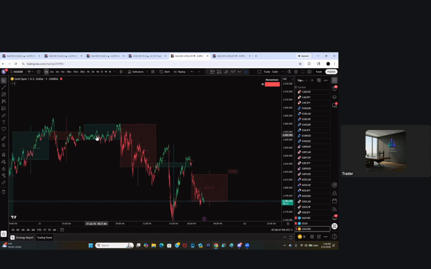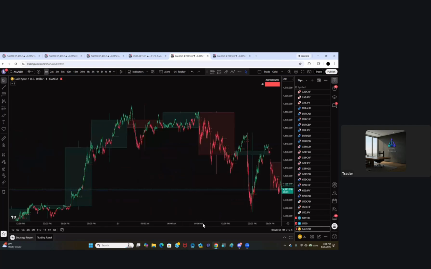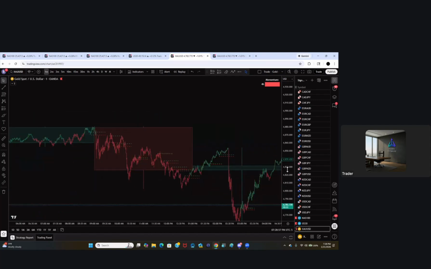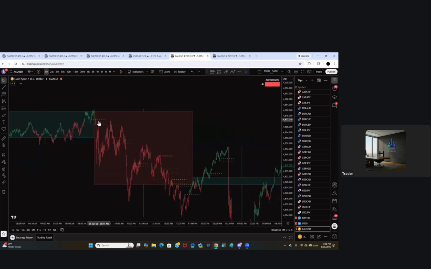Yeah, somewhere around here. I got chopped up on a few trades where I had really tight stop losses. I got chopped up on some of these manipulation lines, but my stops were probably just too tight, because you could see right here, price never came back.